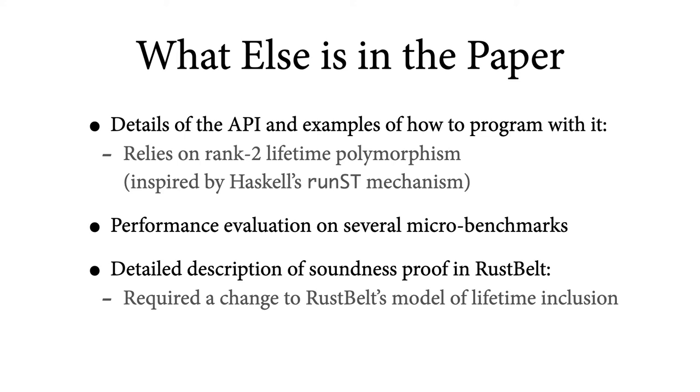We also give an empirical evaluation to show that GhostCell outperforms other linked list and graph implementations on several micro-benchmarks, and we give a detailed description of our soundness proof for GhostCell. This is done as an extension to the Rust Belt soundness proof for Rust, and it was a non-trivial extension in that it required us to change how Rust Belt models lifetime inclusion.